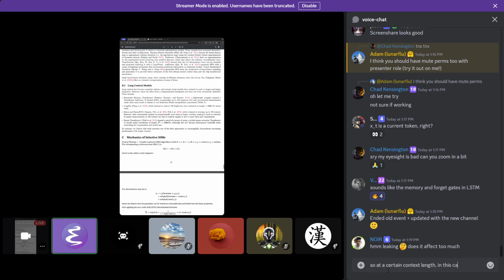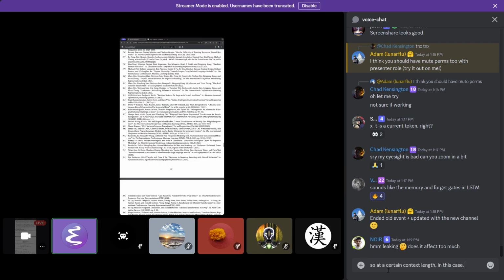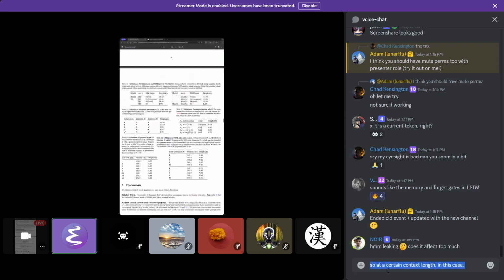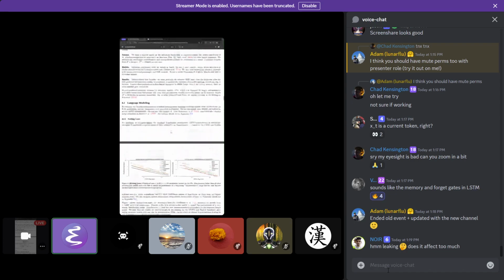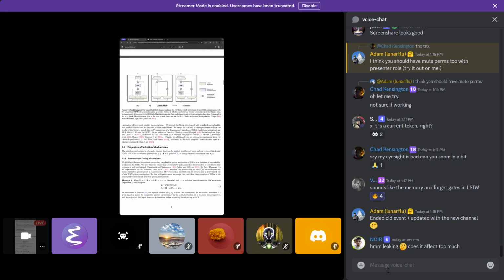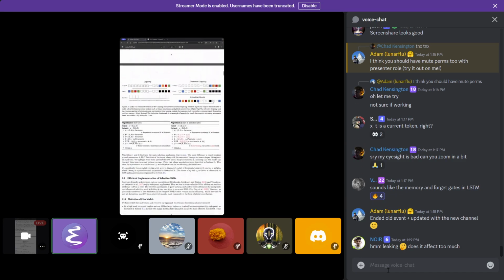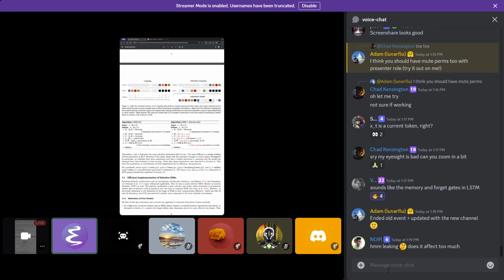Now, if we go back to what the actual algorithm underlying the Mamba block is, this is in section 3 of the paper, so let's look at this algorithm. Okay, so this is algorithm 2 in the paper.